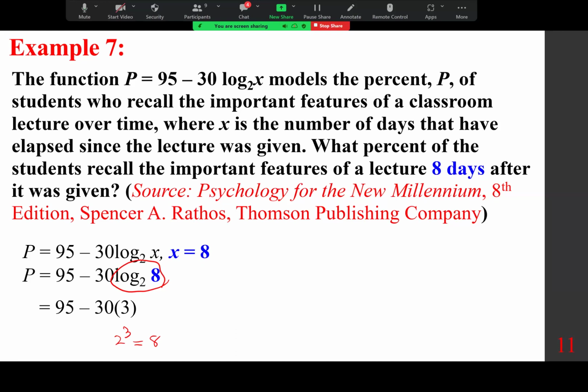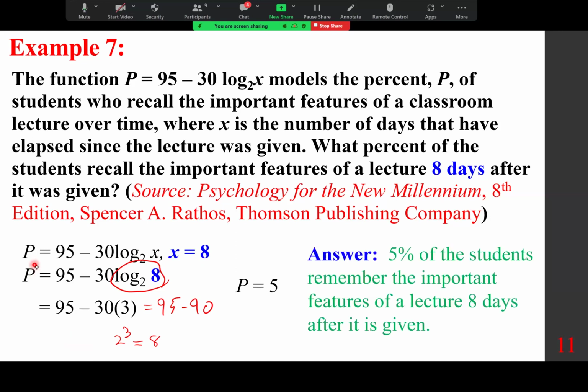So it's 95 minus 90, which results in 5, which means only 5% of the students remember the important features of a lecture 8 days after it is given, if they don't study. And that is an important piece of information for everybody. If we keep up with our studying, that won't happen.